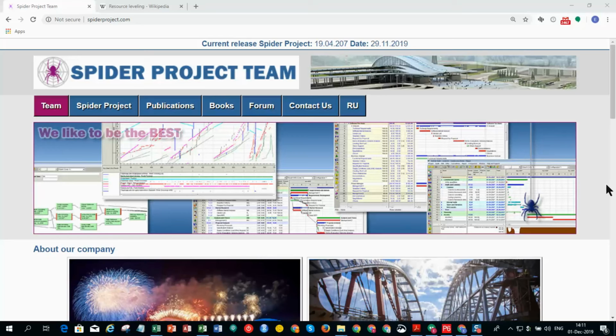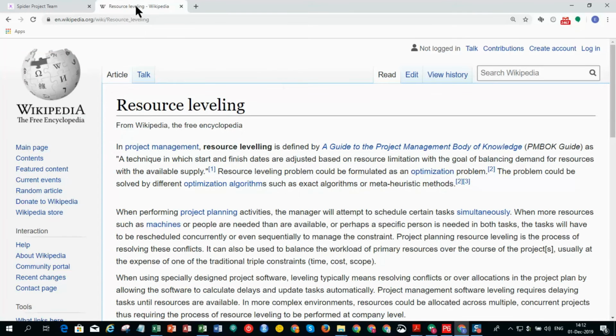Hello everybody. In this video, I would like to talk about probably the most famous cool feature of Spider project, namely automatic resource leveling. Before we talk about automatic resource leveling in Spider, let's briefly talk about resource leveling on itself.